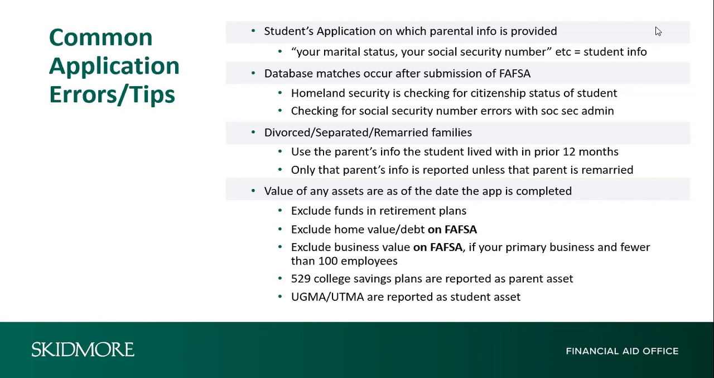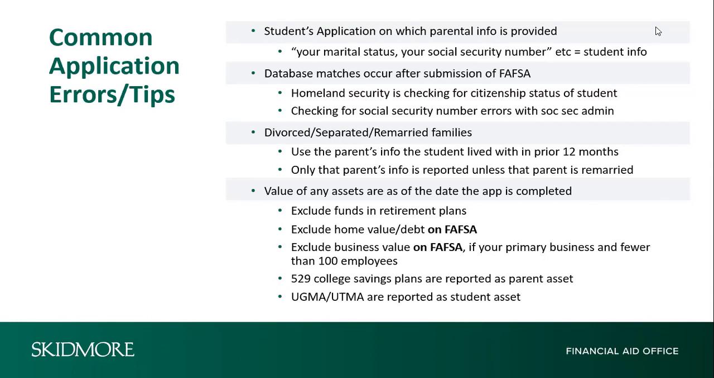Database matches occur once you submit the FAFSA. So Homeland Security is checking for the citizenship status of the student to ensure they're eligible for federal student aid. And the Social Security Administration is comparing the name that you're submitting attached to a Social Security number to make sure that that's valid.